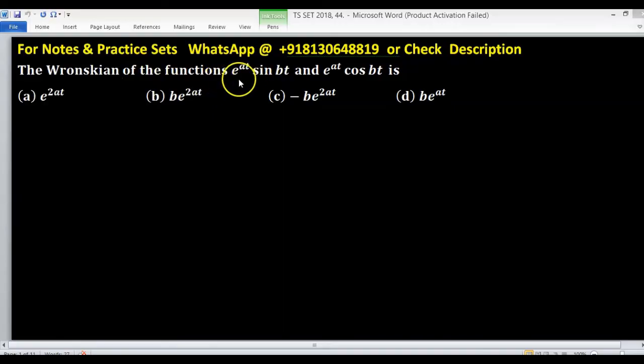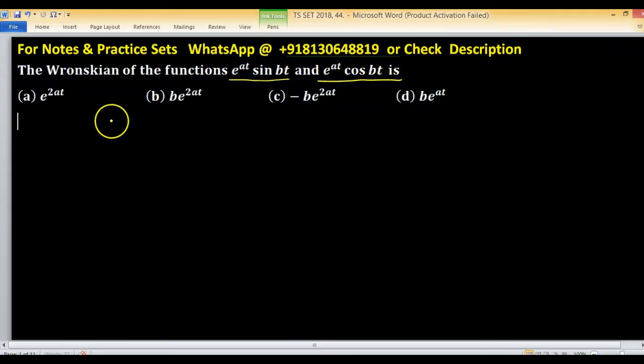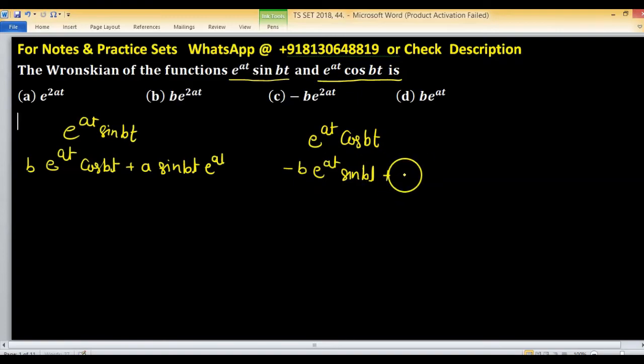The Wronskian of the functions e raised to the power at sin bt and e raised to the power at cos bt, we have to evaluate. So how to evaluate? The first function is e raised to the power at sin bt, and the second function is e raised to the power at cos bt. Take the derivative of these two. The derivative of the first one will be b e raised to the power at cos bt plus a sin bt e raised to the power at. And the derivative of the second one will be minus b e raised to the power at sin bt plus a cos bt e raised to the power at.